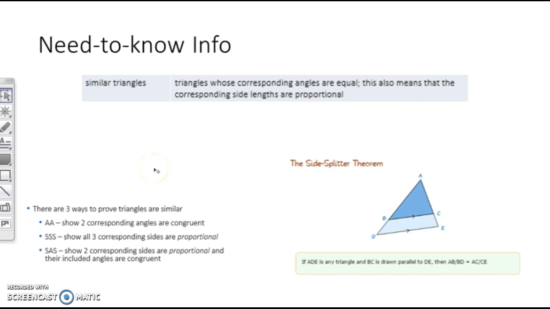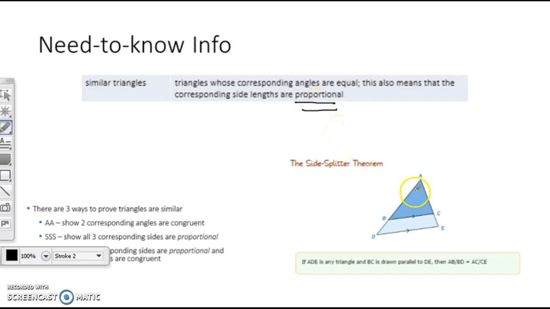Alright, some other things that we need to know to be successful in this quiz. There's 3 ways to prove triangles are similar. You can use angle-angle, side-side-side, or side-angle-side. Now remember, there's a big difference between side-side-side in congruent triangles and side-side-side in similar triangles. In congruent triangles, we were showing that the corresponding sides were the exact same length, and in similar triangles, we're trying to show that the corresponding sides are proportional. So there is a difference there.